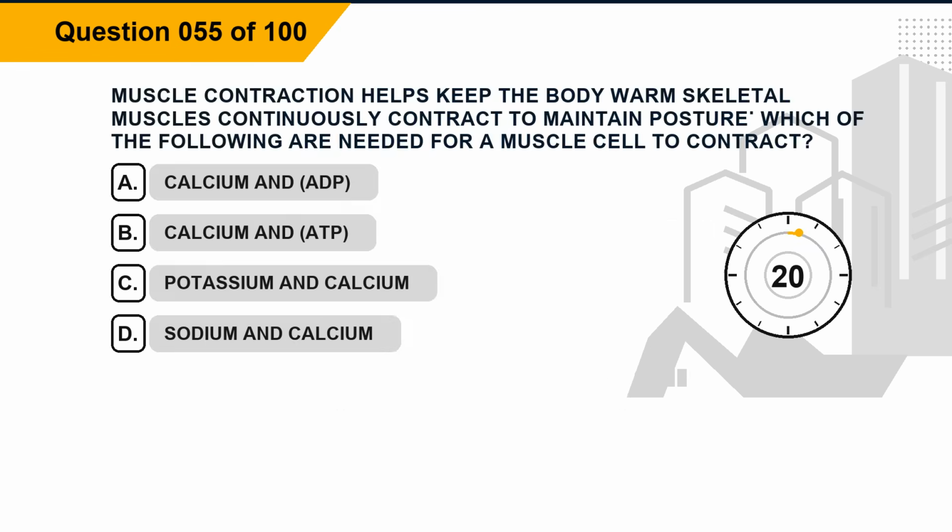Question 55. Muscle contraction helps keep the body warm. Skeletal muscles continuously contract to maintain posture. Which of the following are needed for a muscle cell to contract? Option A, calcium and ADP. Option B, calcium and ADP. Option C, potassium and calcium. Option D, sodium and calcium.